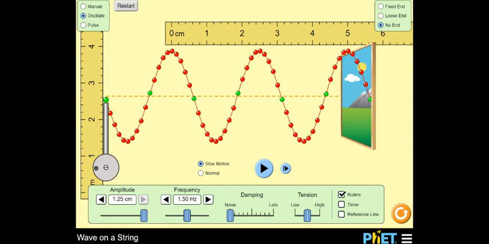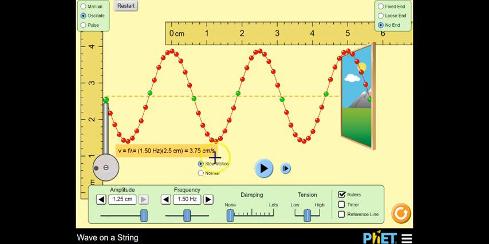Well, it'd be better if you look over here. 2 waves would fit in 5 centimeters. So, yeah, we could say that the wavelength is about 2.5 centimeters. We also know the frequency that this is oscillating up and down at is 1.5 hertz. So we could actually calculate the wave speed in another way that you had learned earlier.